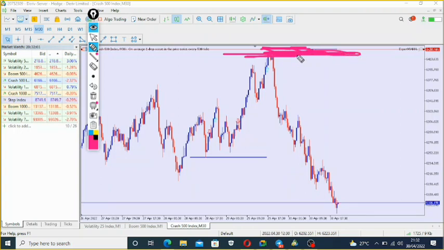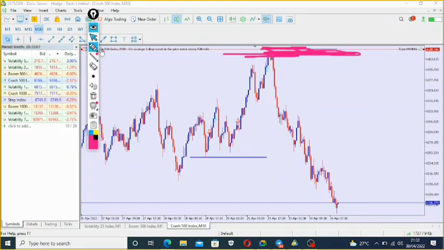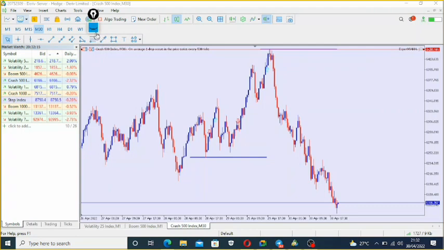Abi, if you can see this, right? Yes. That is where our resistance is, and then this is where our support is. Now, how does this affect our trades? How do we take advantage of this?